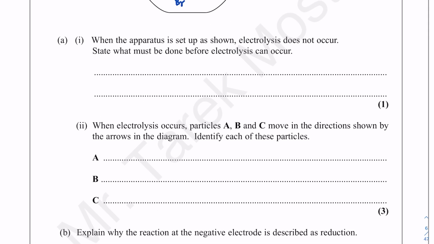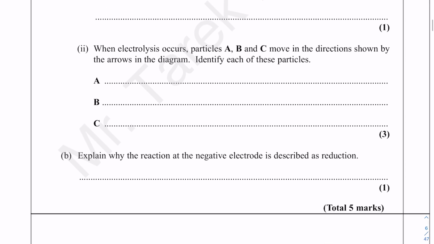When the apparatus is set up as shown electrolysis doesn't occur, state what must be done before electrolysis can occur. مفروض طبعا lead to bromide must be melted أو molten.